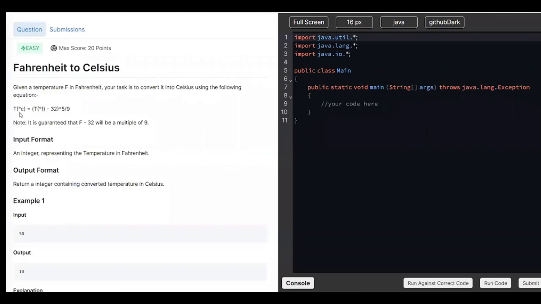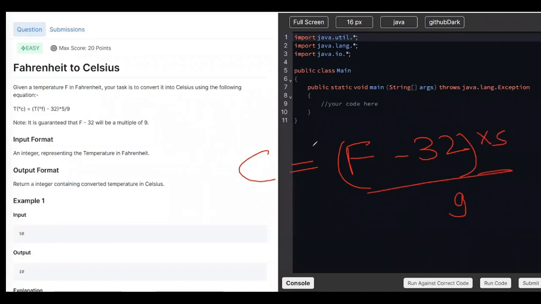What is the following equation? Temperature in Celsius is equal to temperature in Fahrenheit minus 32 into 5 by 9. So I'm pretty sure the formula is C is equal to F minus 32. Let's look at the formula. F minus 32 into 5 by 9. This is the formula that is given. Okay. This is the entire formula.